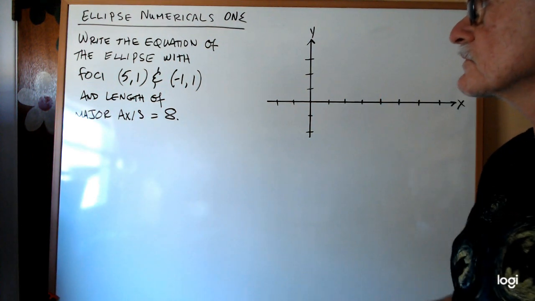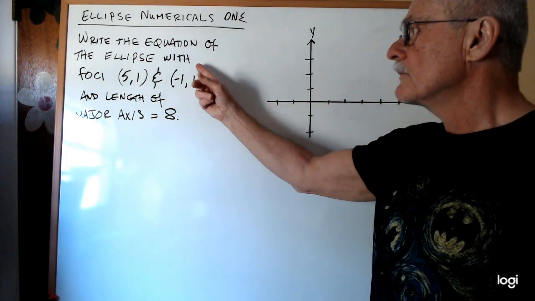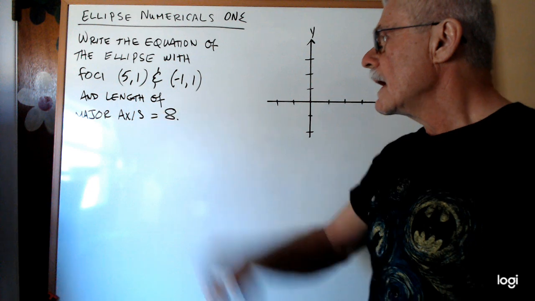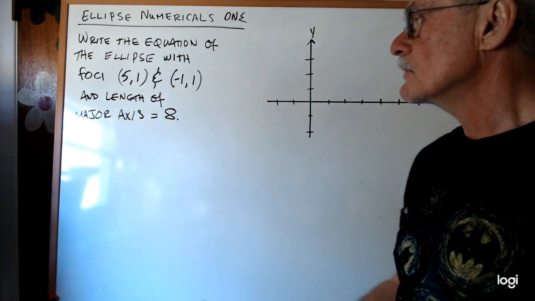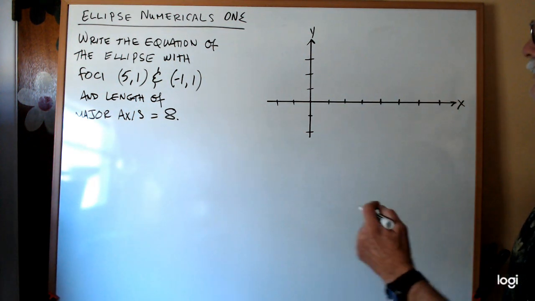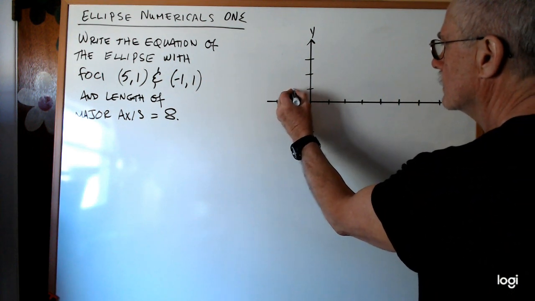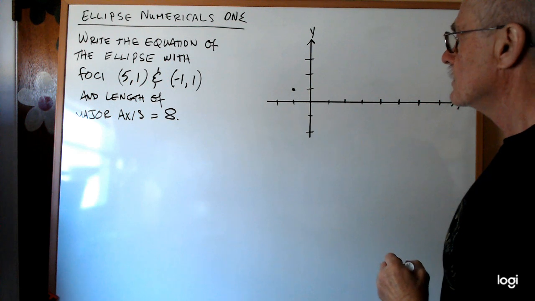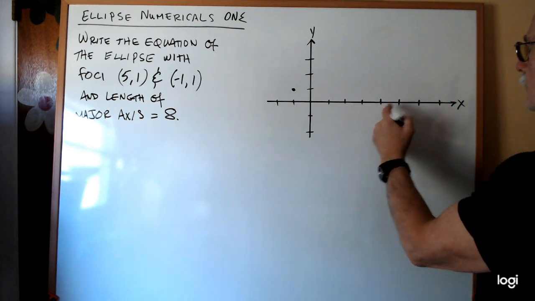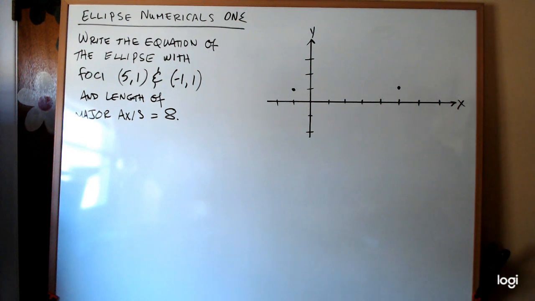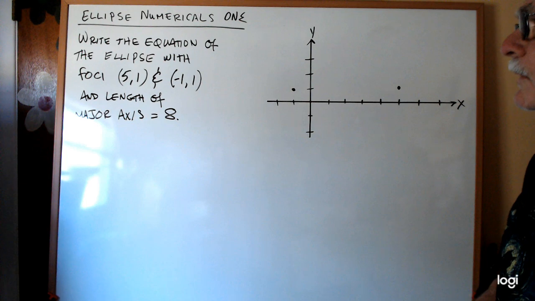Okay, first example is: write the equation of the ellipse with foci (5, 1) and (-1, 1), and the length of the major axis is 8. So the first thing I like to do is plot those points. I've got a focus here at (-1, 1), and another focus at (5, 1). It's going to be a little tough to do this by hand, but we'll try our best.